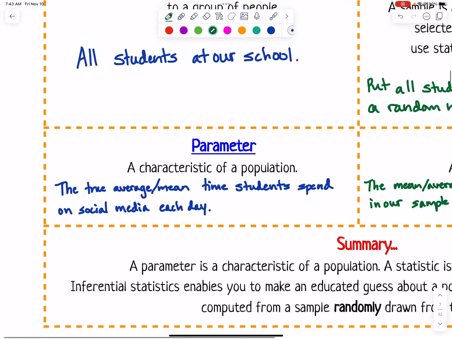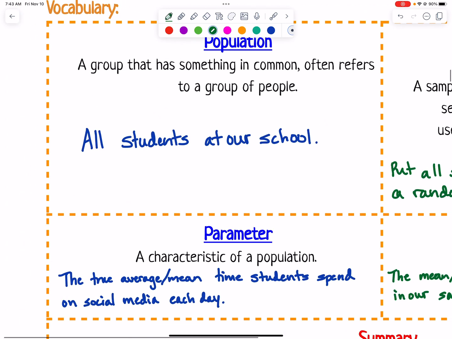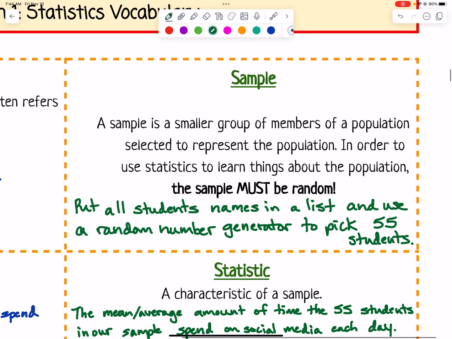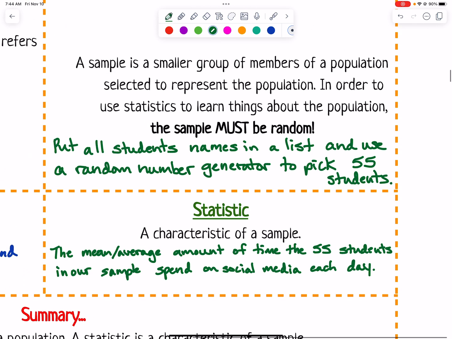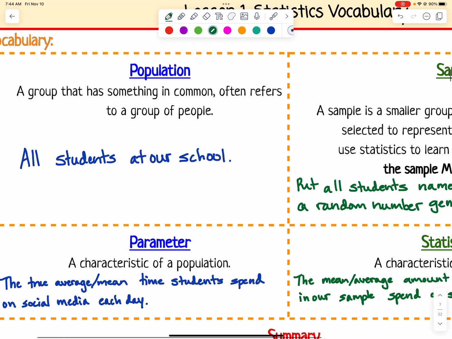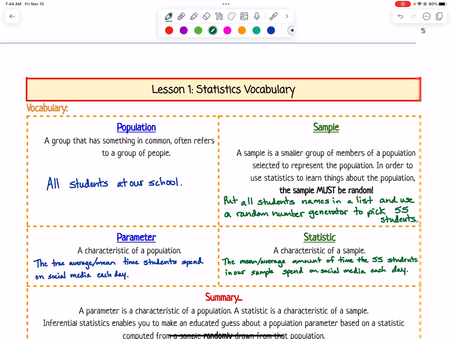And then we want to find the true average, or mean, time that students spend on social media each day. But it's very difficult to ask all the students at our school, which would give us the parameter. So instead, we use our sample, which is our 55 students, and we ask each of them how much time on average they spend on social media each day. And that gives us the statistic. So a statistic comes from the sample, and the sample represents the population, so it helps us to estimate what the parameter would be based on what we're able to gather and find out.